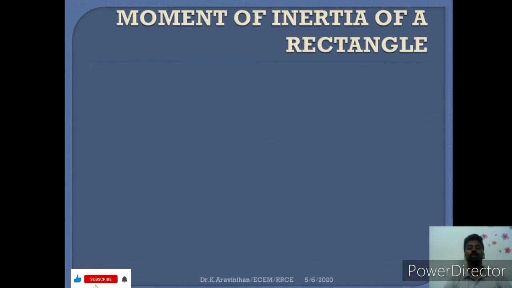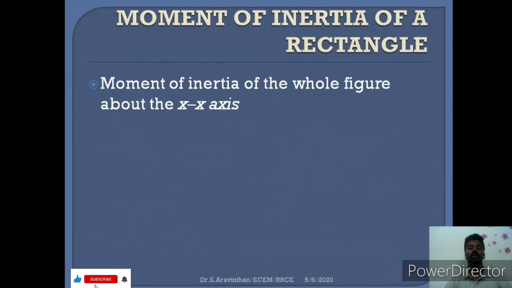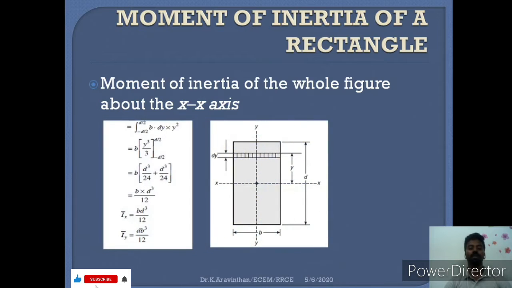Next we will look into moment of inertia for a definite shape, that is a common shape. First we will discuss a rectangle. If you want moment of inertia of a rectangle, how to find that? You are having a rectangle here which is having a breadth of b and depth of d. You want the moment of inertia of the whole figure about x axis.